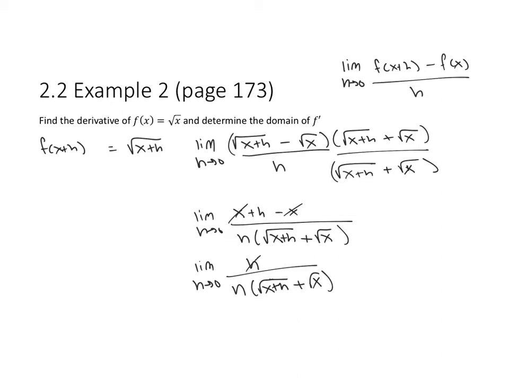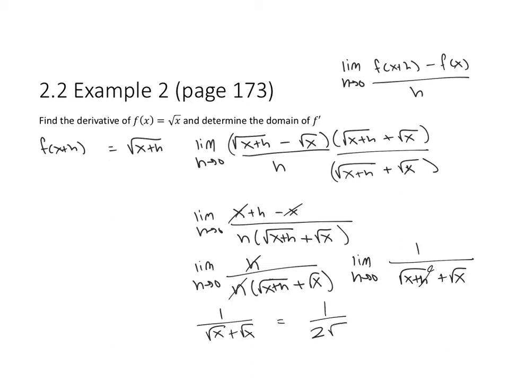So we'll cancel our h's here, and we get the limit as h goes to 0 of 1 over the square root of x plus h plus the square root of x. And we'll plug in h goes to 0. So that's going to be 1 over the square root of x plus the square root of x, or 1 over 2 square roots of x.